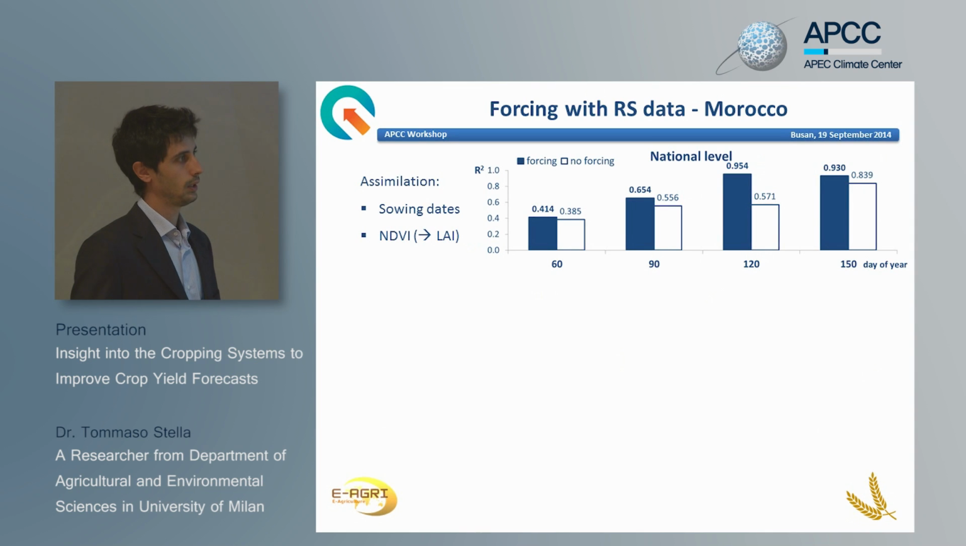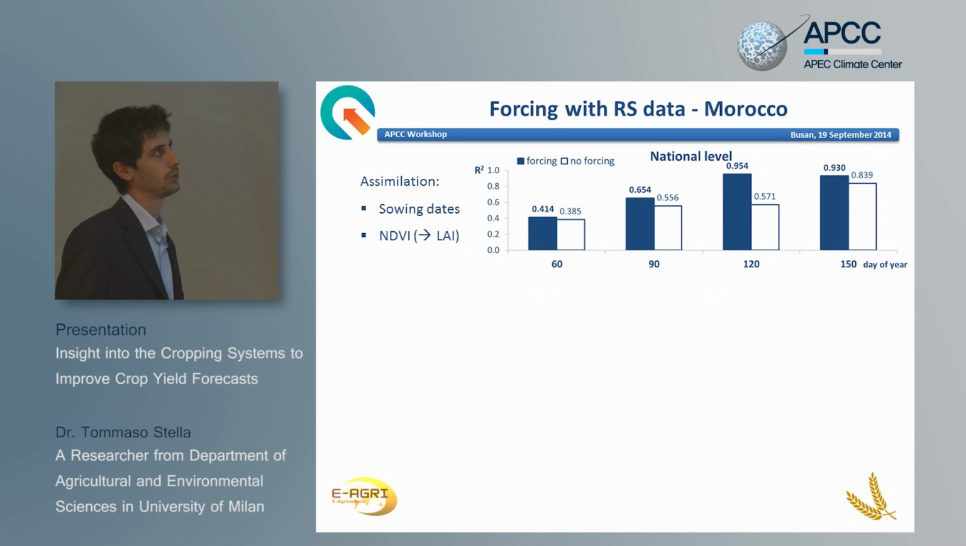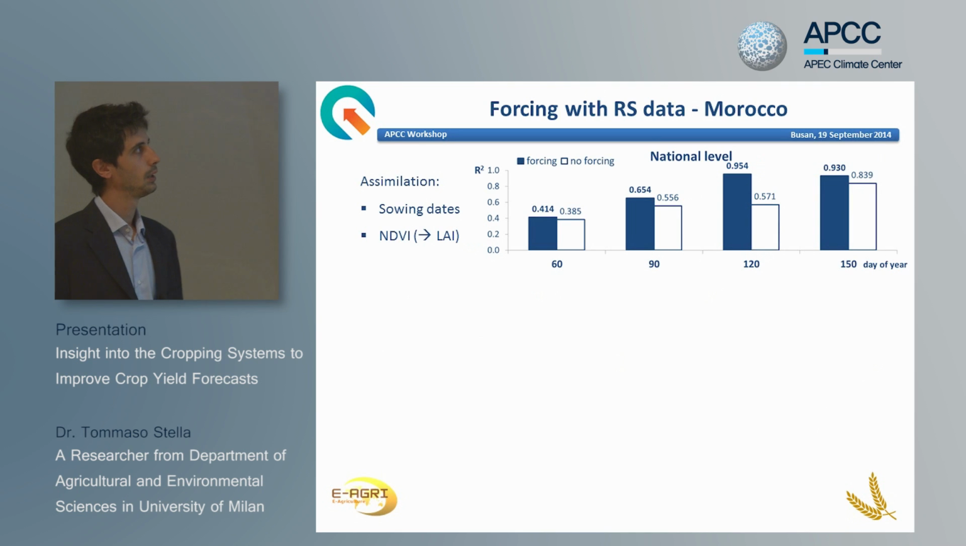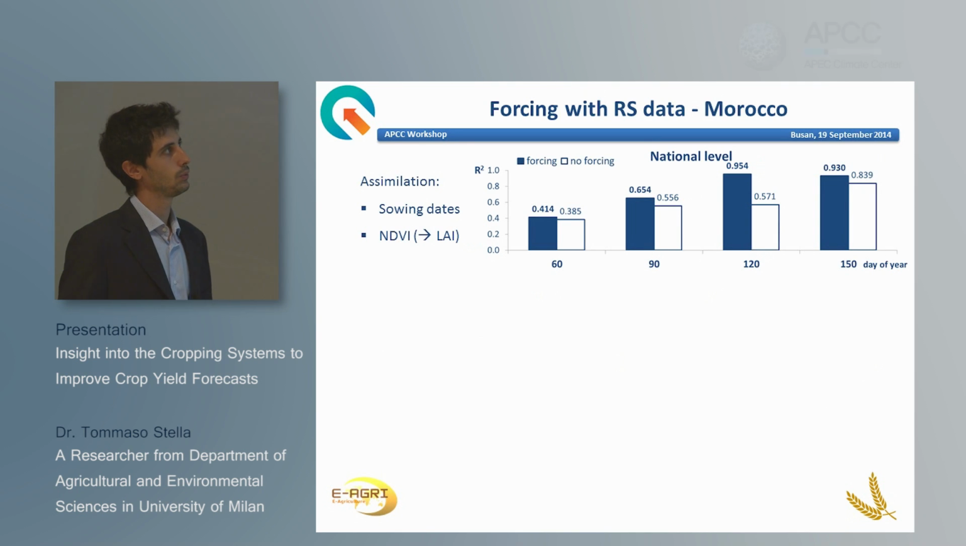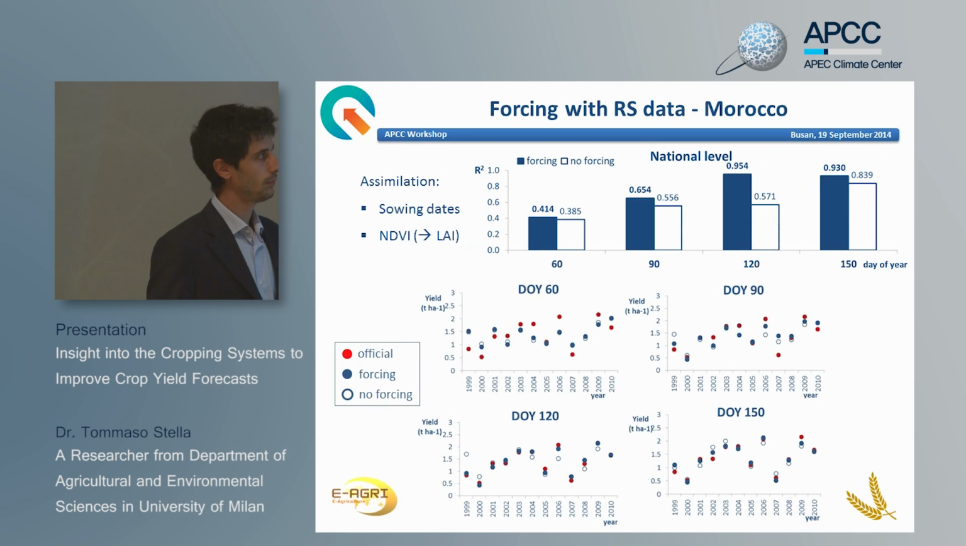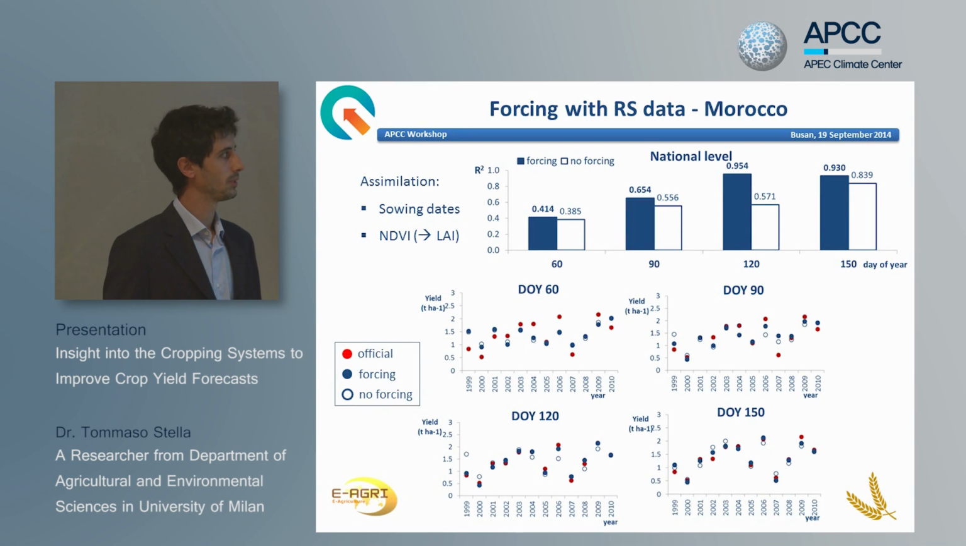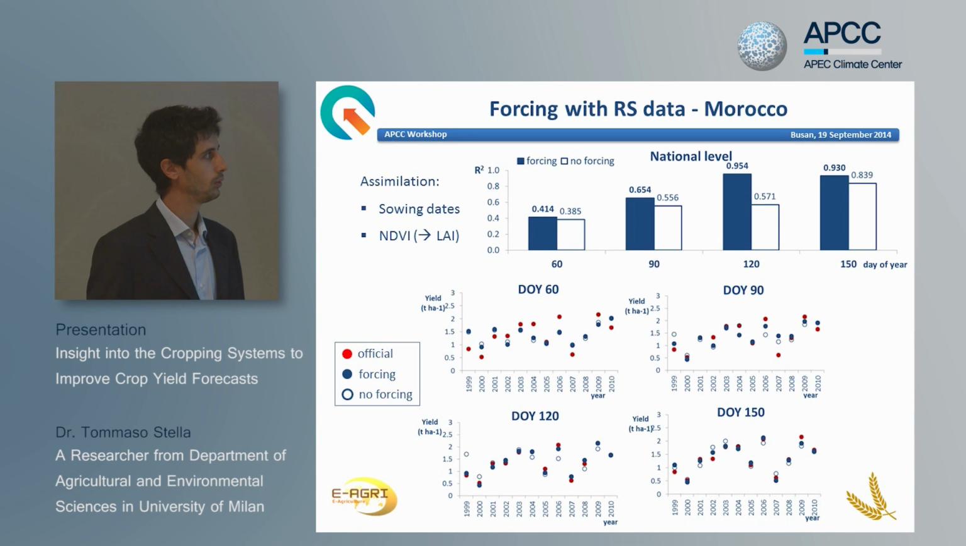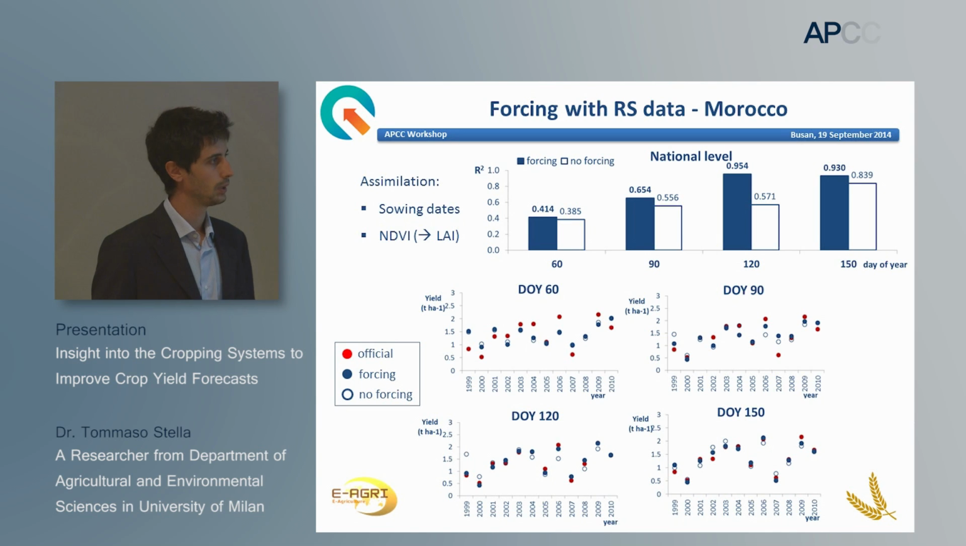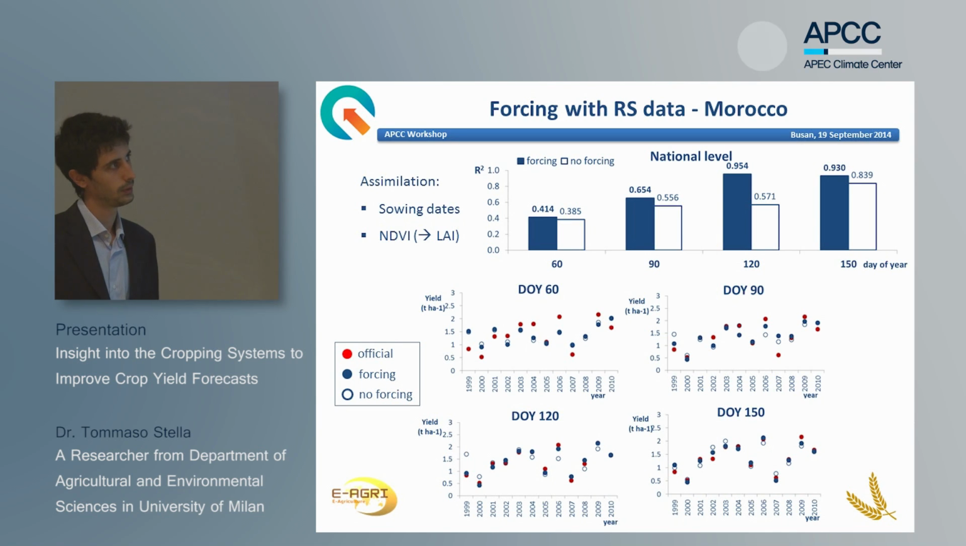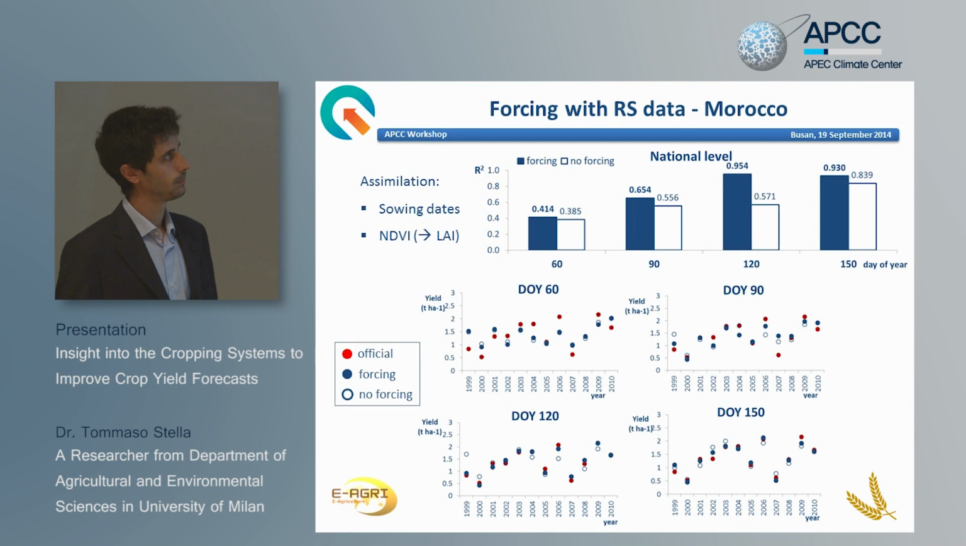This situation is reproduced also in Morocco, again sowing dates and leaf area index assimilation, and we see an improvement of the performance with forcing regardless the decade, the day of the forecast. And here we can see that the output with forcing is almost always nearer the official statistics than the output produced without forcing in the different days of prediction.